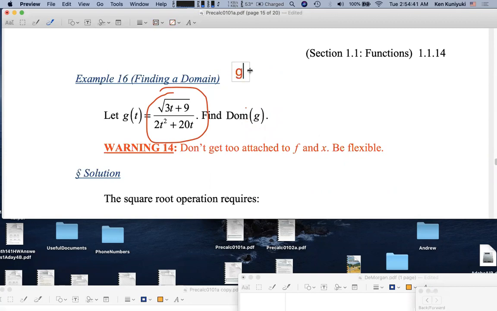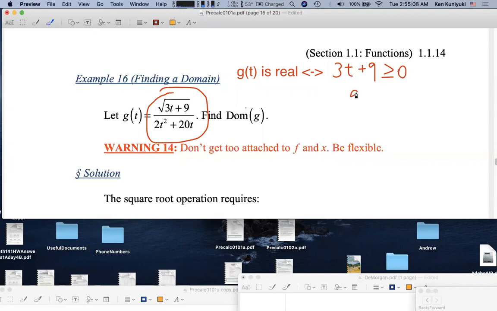All right, G of t is real if and only if what two things are true? Well, notice here we have a square root on top. So what do we need to be true of the radicand, 3t plus 9? To keep it real, we only take the square root of what kind of value? Non-negative.